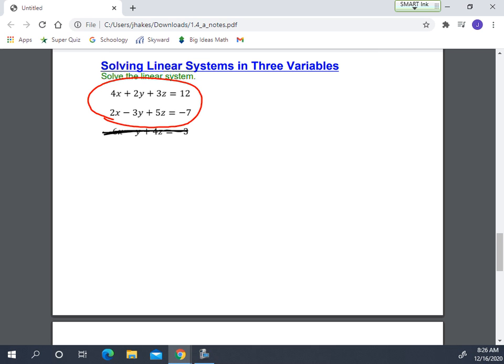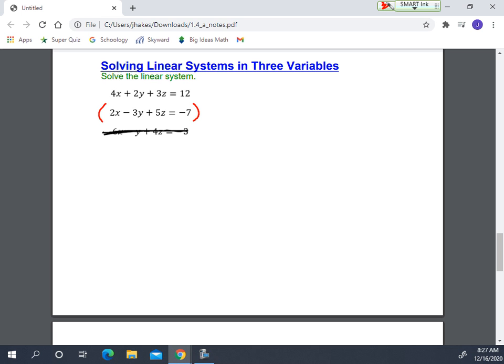Now, I want to get rid of a variable. It doesn't matter which variable you want to get rid of, but I'm going to choose the easiest path. I'm going to choose only one equation to multiply, so I'm looking for common multiples. I see 3 and 2. If I were to get rid of the y, I'd have to go to 6, multiplying the bottom equation by 2 and the top equation by 3. I don't want to do that. I only want to multiply one equation, and that equation is going to be this bottom one.